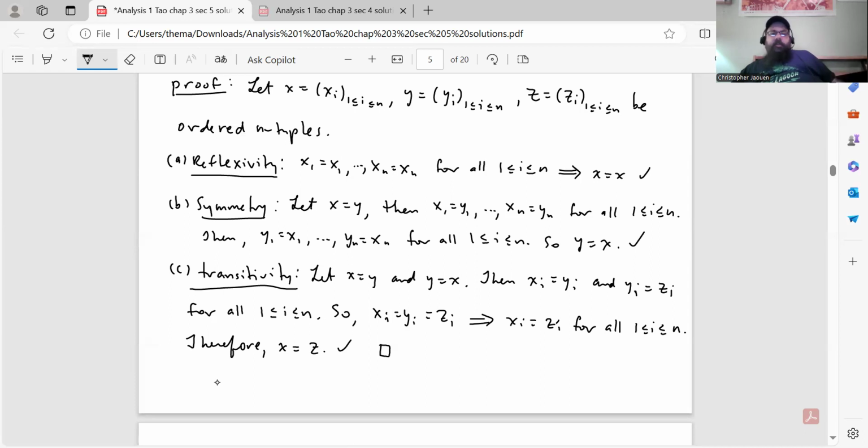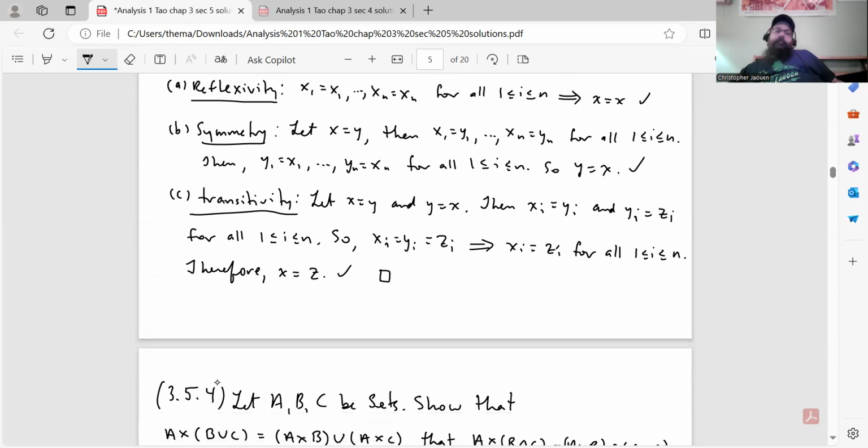So symmetry holds. And then finally, transitivity. Let x equal y and y equal z. Then, I'm sorry, this should not be y equal x. It should be y equals z. So that's a typo.